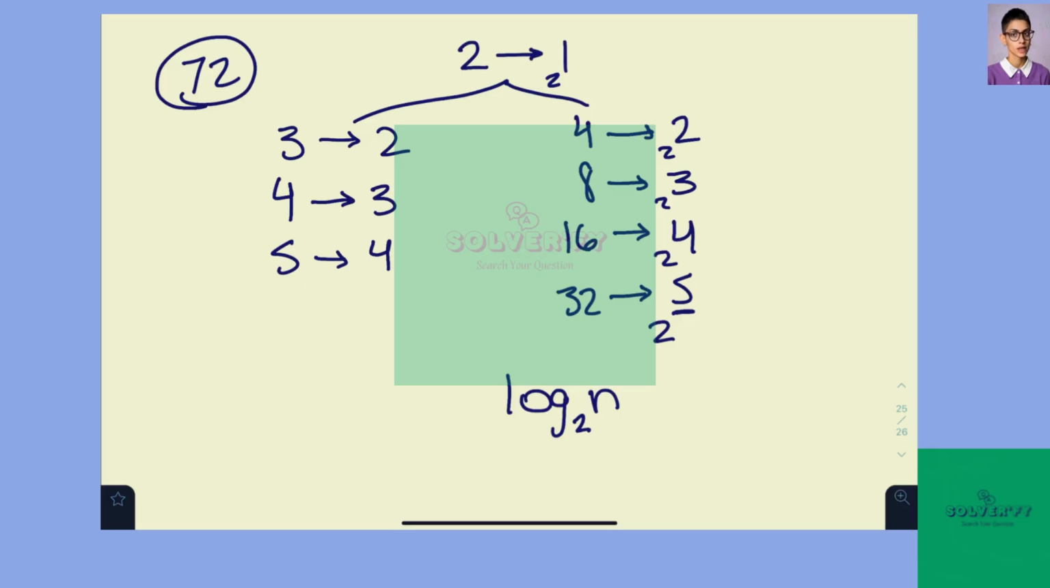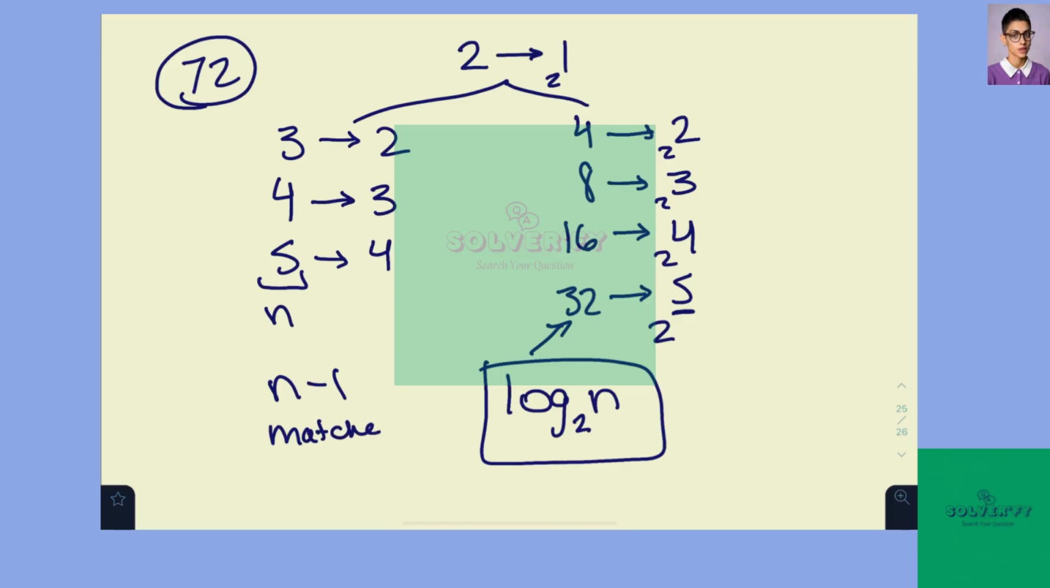So that way, if it was, say, log base 2 of 32, we would get the 5 games. So this would be the best way of determining how many games there are in this scenario. In this scenario, if this is n, then we would obviously just have n minus 1 matches. It just depends on how you look at it.